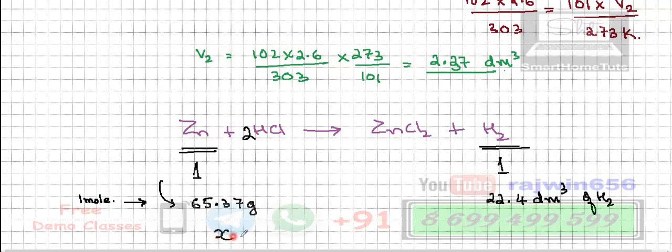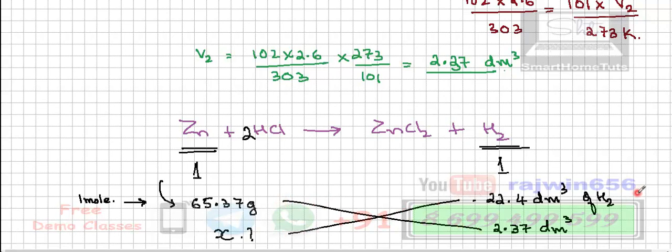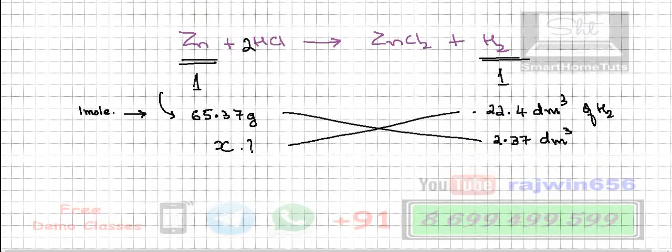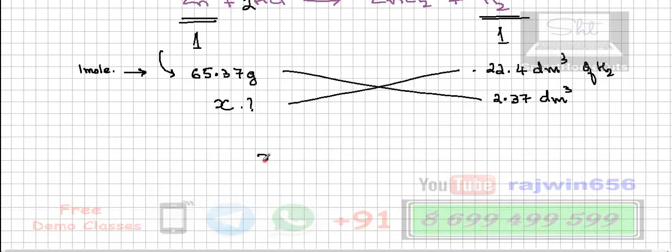So how much zinc is going to give me 2.37 dm cube of H2? I just have to cross multiply these. That's going to be the final answer. So it's going to be 6.92 grams. 6.92 grams of zinc.